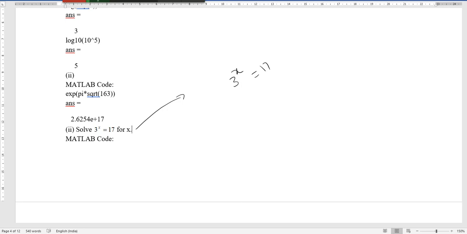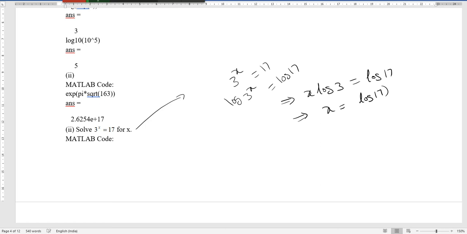Take logarithms on both sides. You may use log base e or base 10, then no problem, log 17. Then what is the value? I will write this: x into log 3 equals log 17. So x equals log 17 by log 3. You may use any base, then no problem.